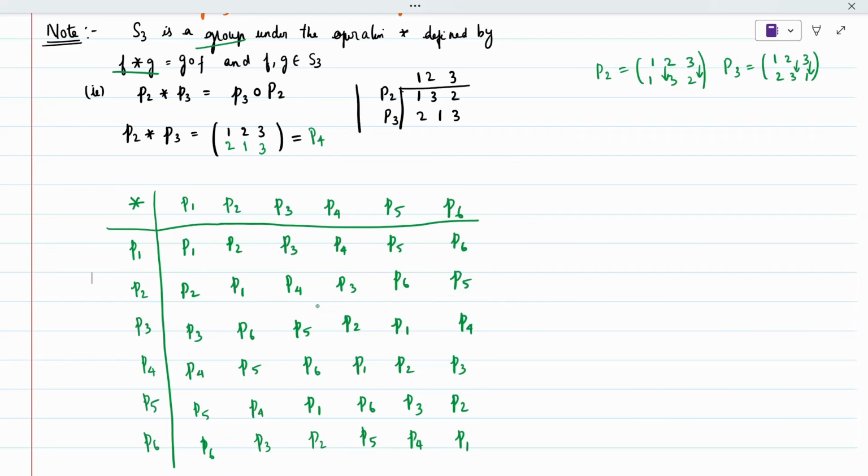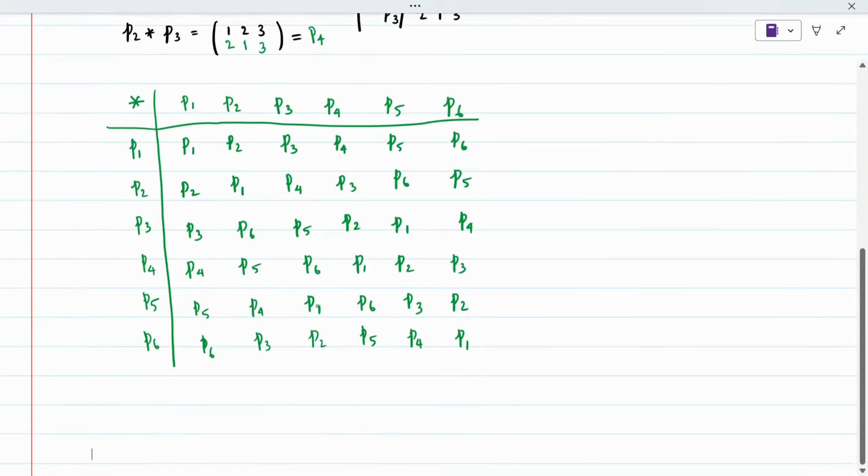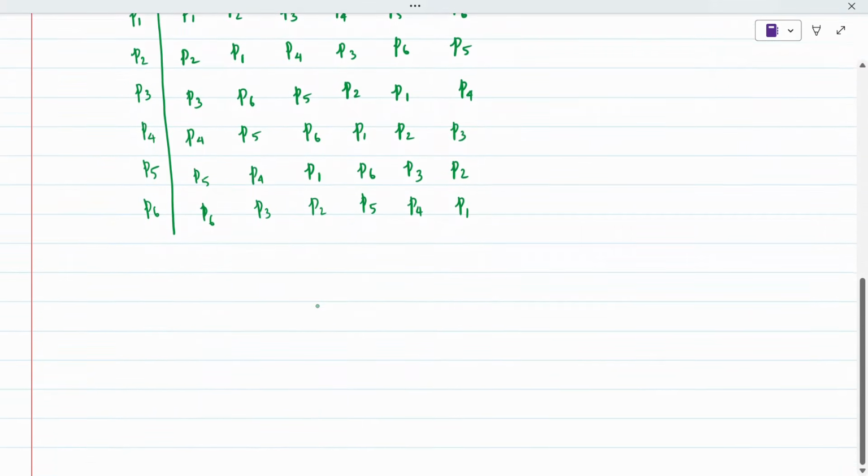Now we will check whether it is a group. Group means what are all the conditions I have to prove. It is a closure property I have to verify. Associative I have to verify. Inverse and identity I have to prove. And whether it is abelian or not, we are also going to check. So now, closure property.